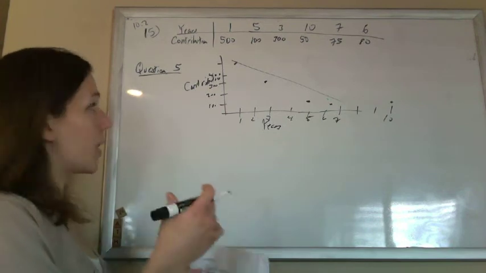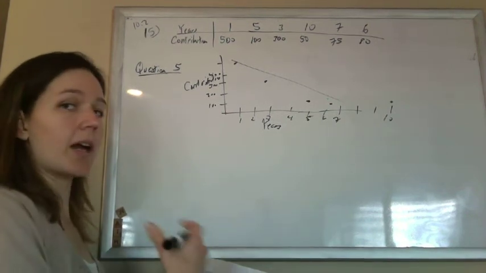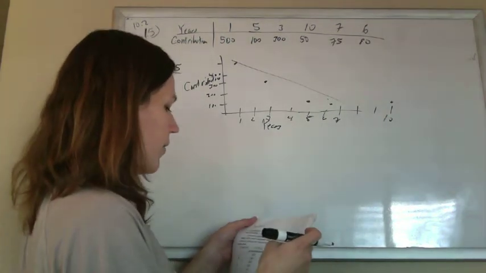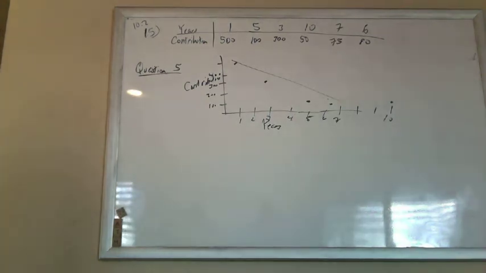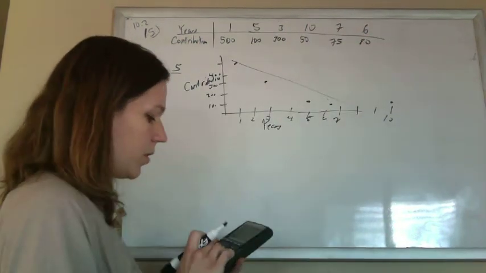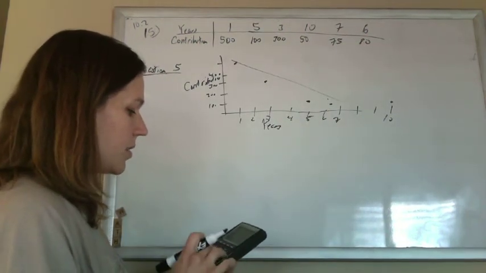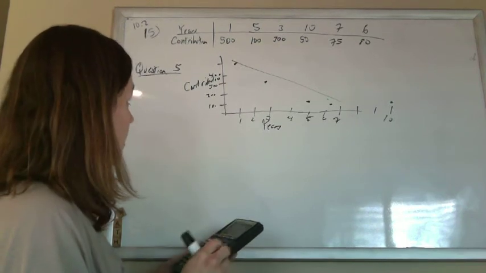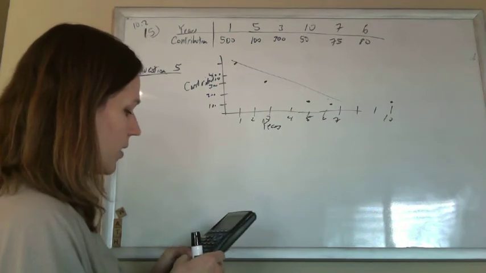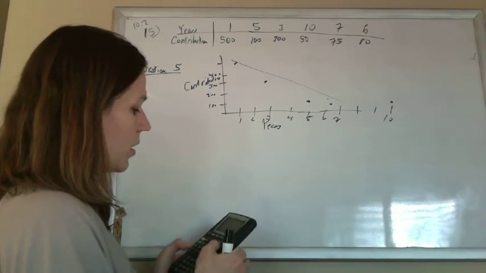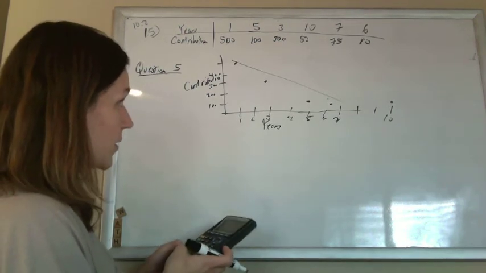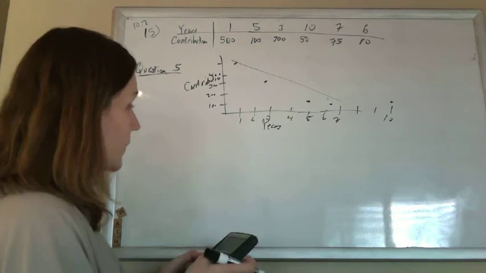And we're going to use our R value to figure out how closely it does match that line. So our calculator is going to do everything for us. We're going to take out our calculators and plug this whole thing into list 1, that whole thing into list 2. So it's stat and edit, clear out list 1 by hitting clear and enter, and put the 1, the 5, the 3, the 10, the 7, and the 6 in list 1, and in list 2, 500, 100, 300, 50, 75, and 80.